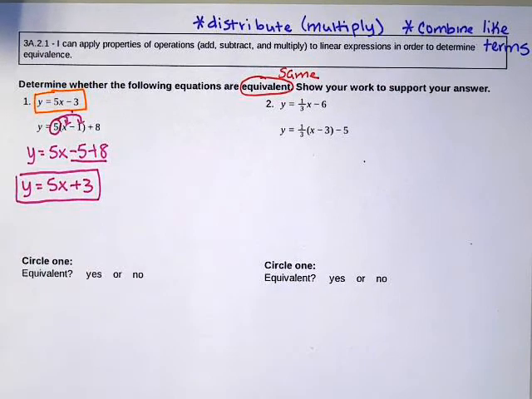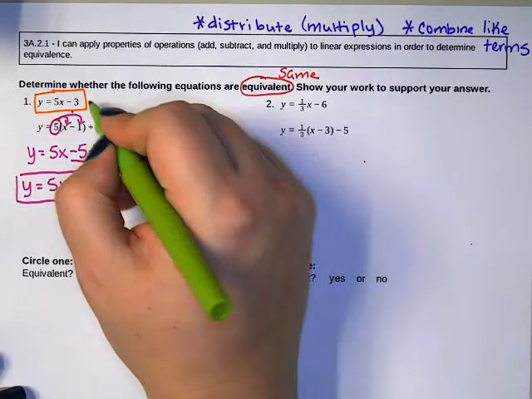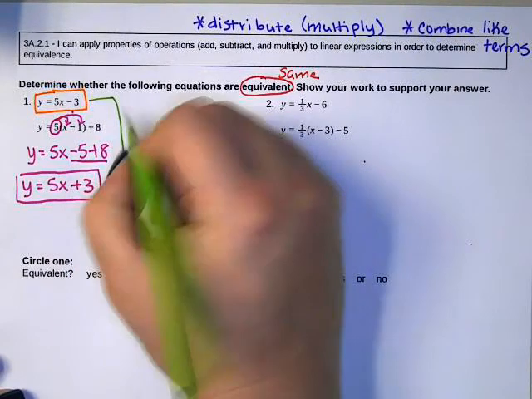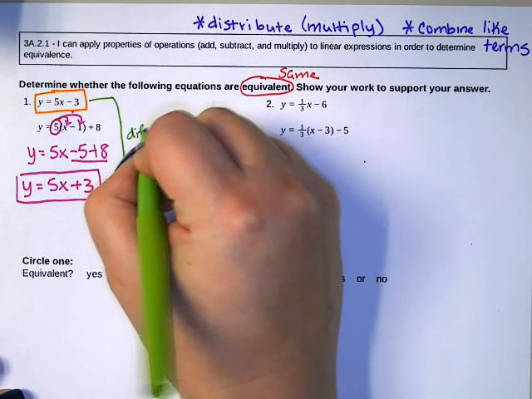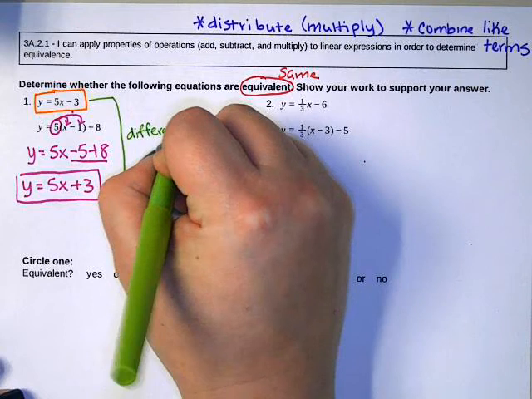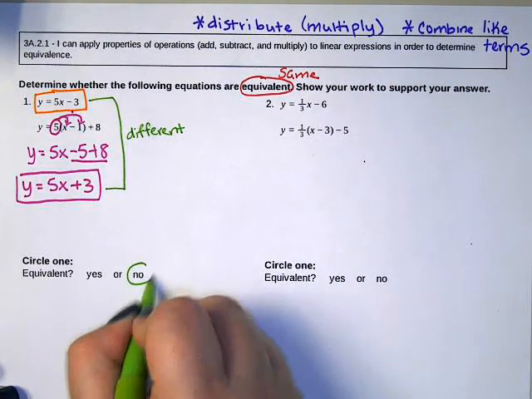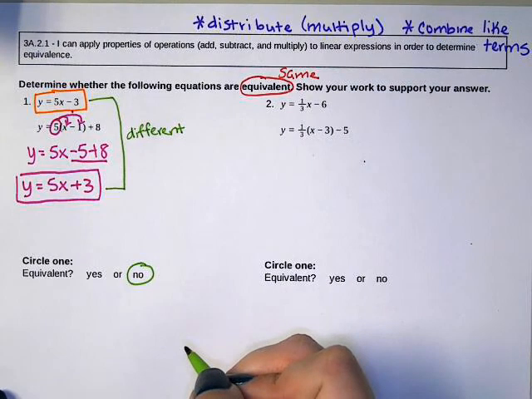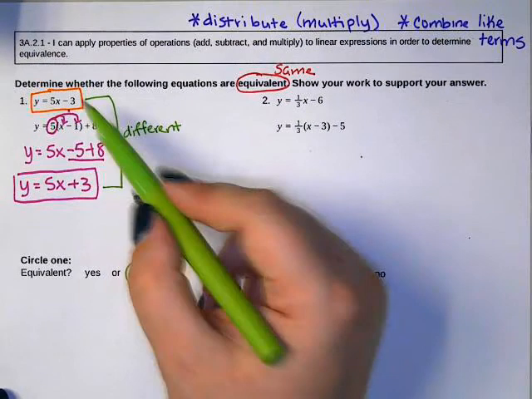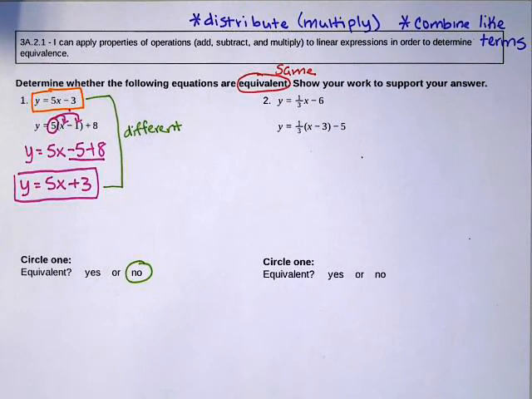So when we look at those two equations, they are not the same. They are different from each other. Which means, are they equivalent? The answer here would be no. When we distribute and combine like terms, we actually got different equations. So let's go ahead and do the same thing for number 2.